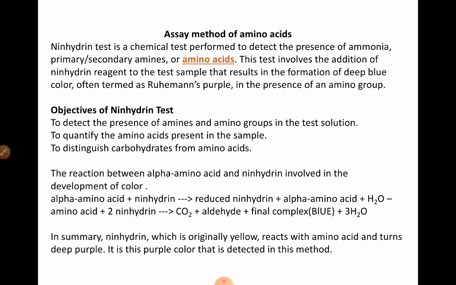The objective of this test is to detect the presence of primary amines and amino groups in the test solution, to quantify the amino acids present in the sample, and to distinguish carbohydrates from amino acids. In summary, ninhydrin, which is originally yellow in color, reacts with amino acids and turns deep purple. It is this purple color that is detected in this method.